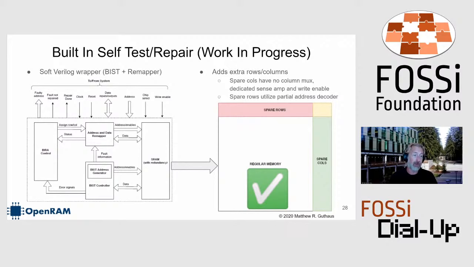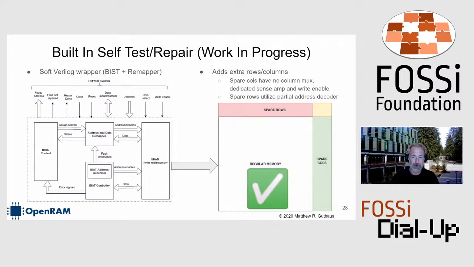Now the idea with this is OpenRAM is going to take a soft wrapper approach to doing the BIST and the repair. I have a student that did this for a master's project. We have the Verilog code on the left that does built-in self-test and then remapping of a certain set of addresses to different addresses in OpenRAM when there's a fault detected. I mentioned that this is in progress because we have the remapper working for fixed sizes. We just need to parameterize it and include it for working with other sizes.